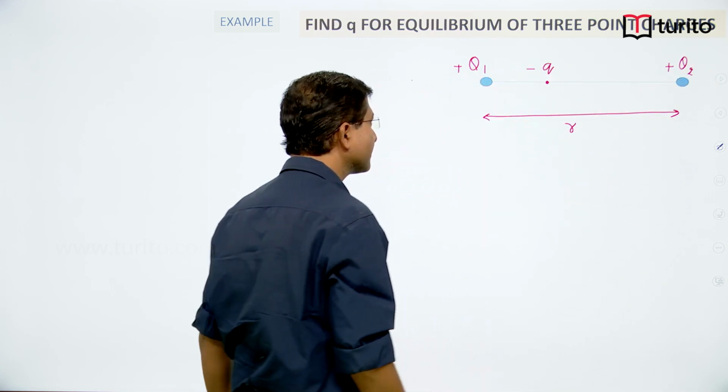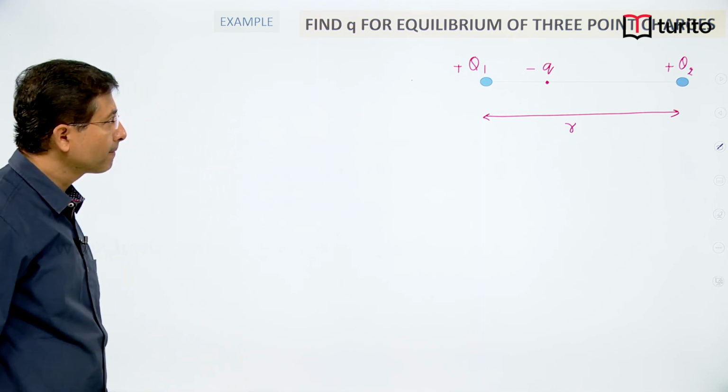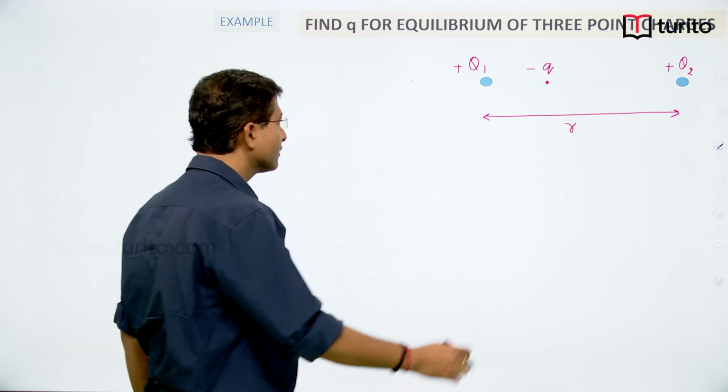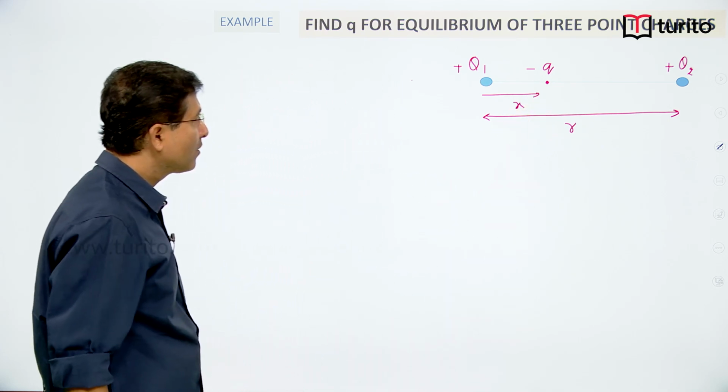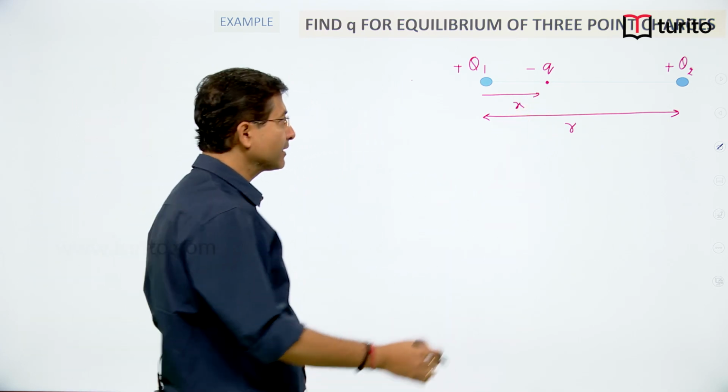So we are placing a negative charge particle, and where, we do not know. Let this distance be x. So the remaining will be r minus x.